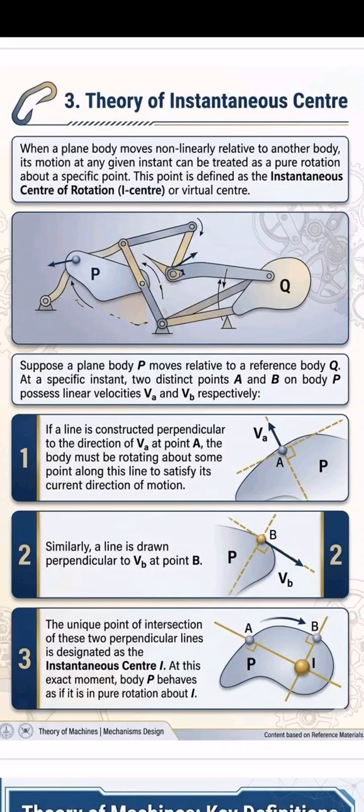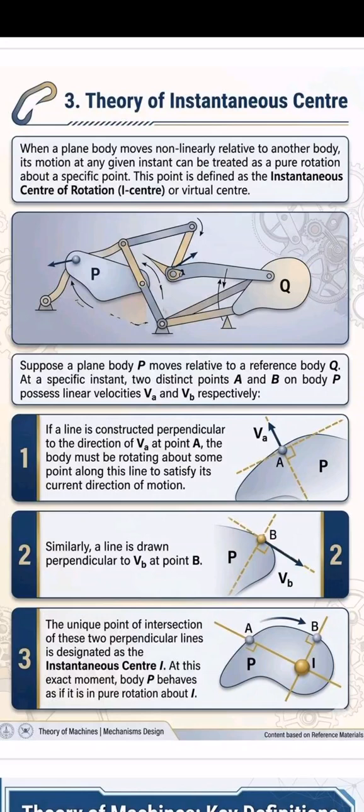Suppose a plane body P moves relative to a reference body Q. At a specific instant, two distinct points A and B on body P possess linear velocities vA and vB respectively. If a line is constructed perpendicular to the direction of vA at point A, the body must be rotating about some point along this line to satisfy its current direction of motion.